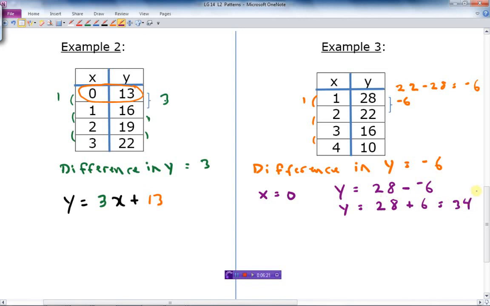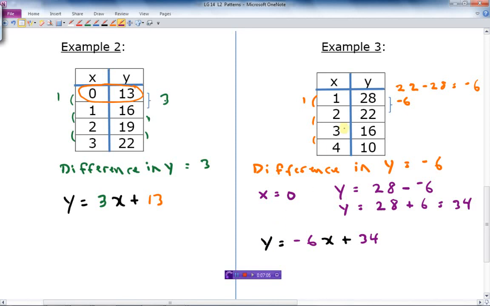So let's write our equation now. We've got y equals, our difference is negative 6, so negative 6 times x plus, and the answer to that is 34. Let's just test it out with our data. Put 1 in there. 1 times negative 6 is negative 6, plus 34 is 28. Good. 12 is 22. 34 minus 12 is 22. Yep, this all works out perfectly with that data. It gives us the y values once you plug in those x's.